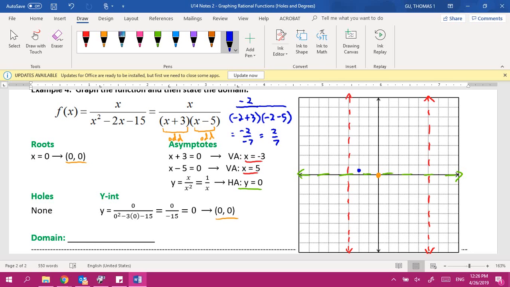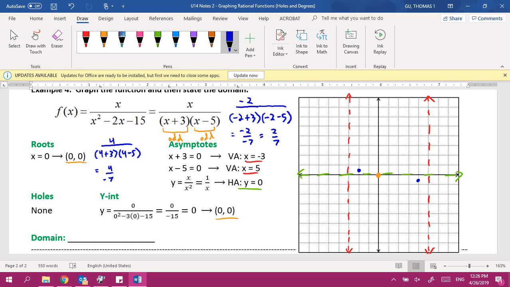So can you pick a value that's to the right? 4, right? Because if you can, go as far out as possible. So 4, let's plug in 4 for x. 4 over 4 plus 3 times 4 minus 5 would give me 4 over -7. So -4 over 7. So when x is 4, it's -4 over 7. So it's down here.